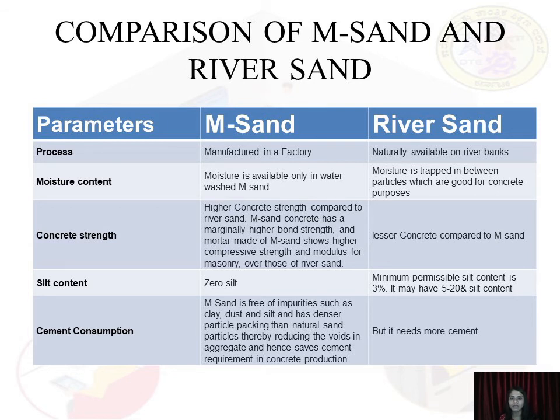Cement consumption. Here in the M sand, the cement requirement is less, but in the river sand, more cement is required to make a concrete or mortar. These are some of the differences between the M sand and river sand. Hope you have understood the difference between M sand and river sand. Next, I'll play a small video for the manufacturing of M sand. Please go through this.